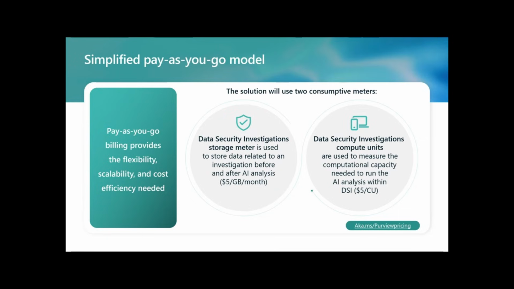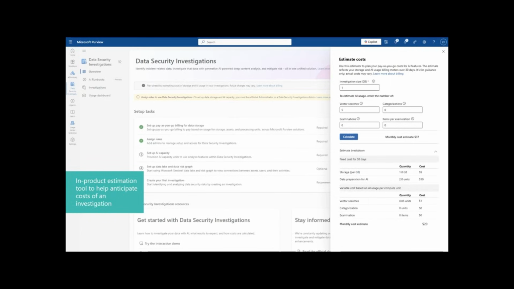To simplify these costs a little further, we've implemented an in-product cost estimator tool that you can see here on the screen to allow customers to forecast costs before running any investigations. To use this cost estimator, you can navigate to the DSI overview page and enter things like the perceived scope of your investigation in gigabytes, and play around with how much AI usage may be required to thoroughly investigate the data. In this case here, I have 1 gigabyte of data to investigate, and I think I can get the outcomes I want with, for example, only 5 vector searches. So the total cost of this specific investigation could only be $20.